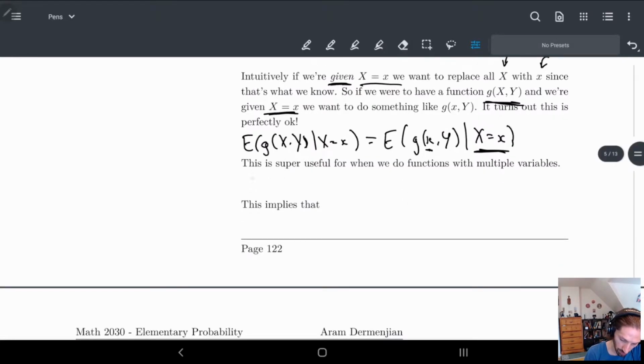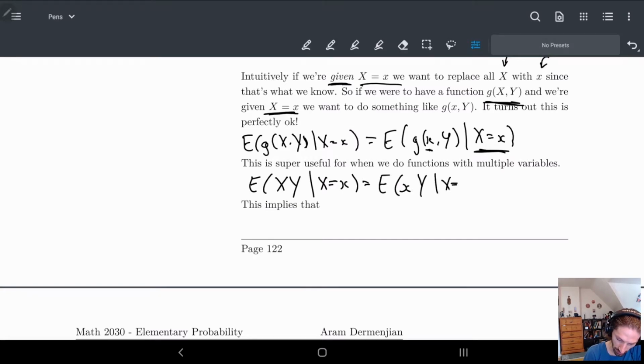This is super useful because we do these functions a lot. For example, if I were to do E of X times Y given X is equal to x, what this means is I can convert this big X into a little x given X equals x. And by linearity, remember, we can take this little x, since it's a number, and bring it out front. So this is just x times E of Y given X equals x. It makes life a lot easier.